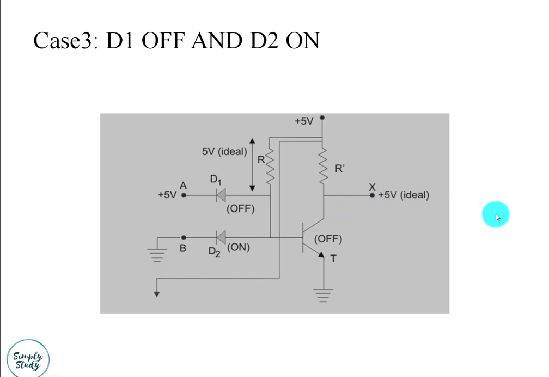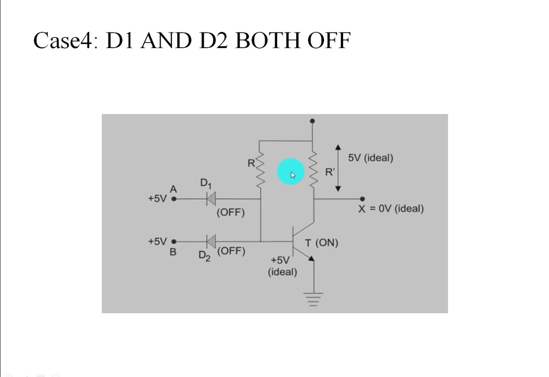When both of the inputs are given plus 5V, that is logical 1, both of the diodes are in off condition, and hence supply voltage will appear at the base terminal of the transistor T, which switches it on, and supply voltage gets a path to the ground through the transistor. Ideally, the entire supply voltage plus 5V will drop across resistor R dash, and output terminal X will ideally get 0V, and hence the output is considered logical 0. Hence, the output is 0 only when both inputs are plus 5V or logical 1.